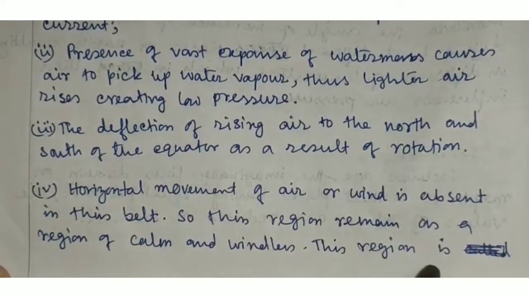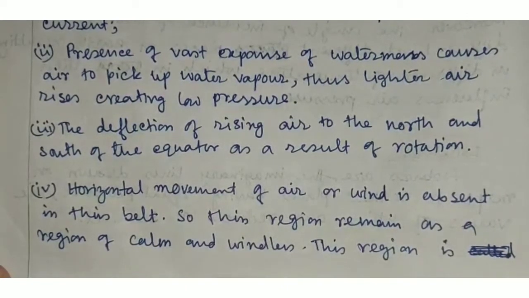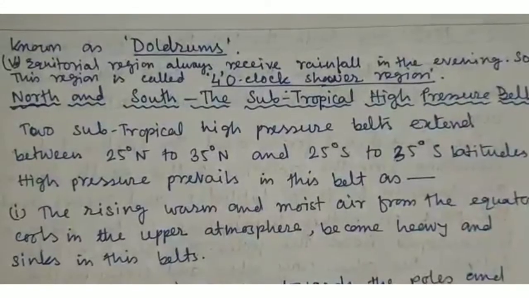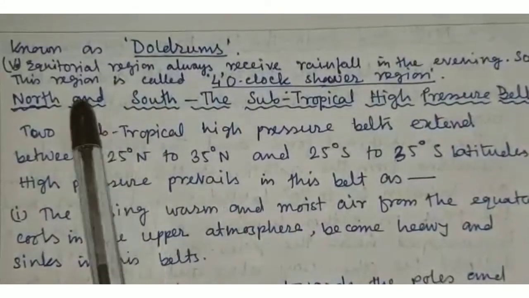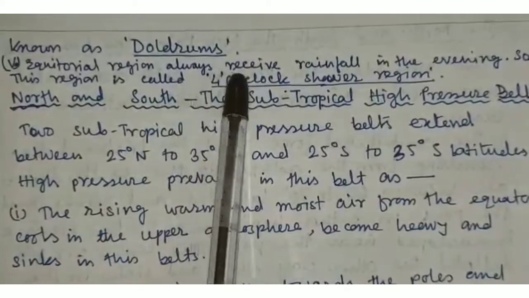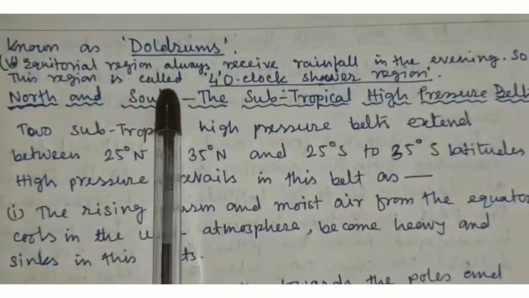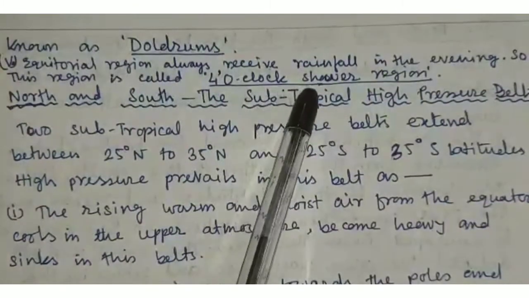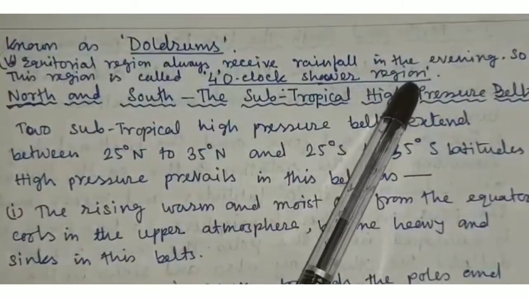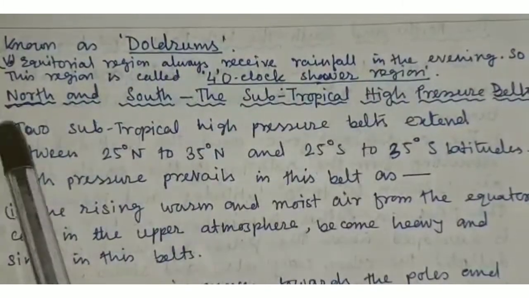This region is also called the doldrum. The equatorial region always receives rainfall in the evening. So, this region is also called the 4 o'clock shower region. Now, next up is it.